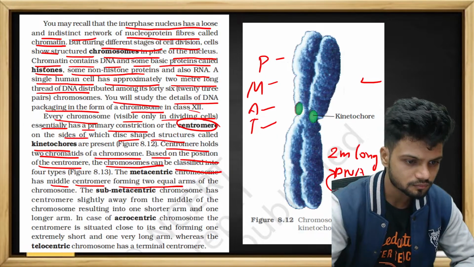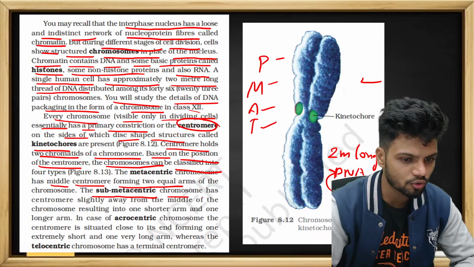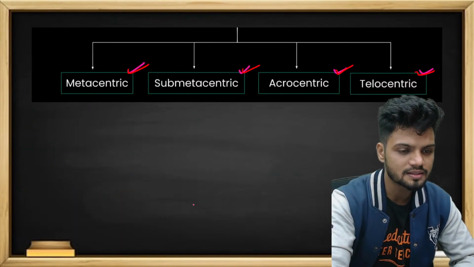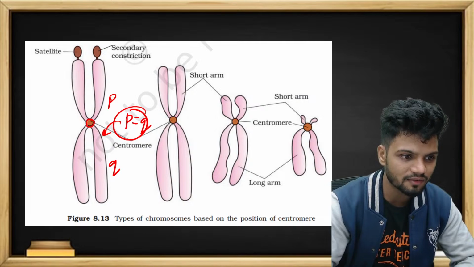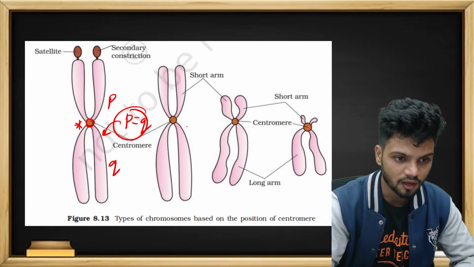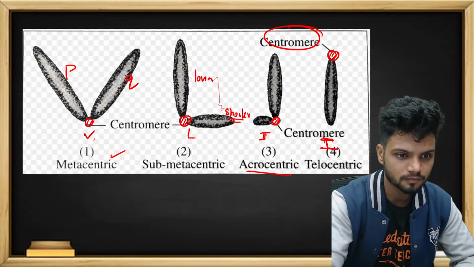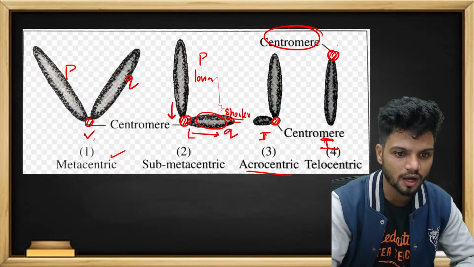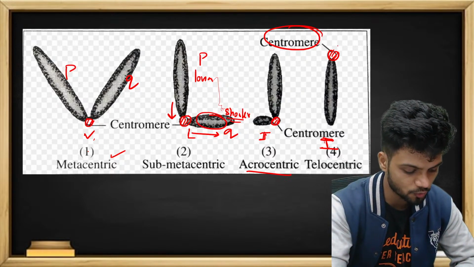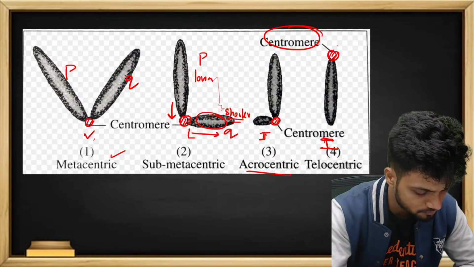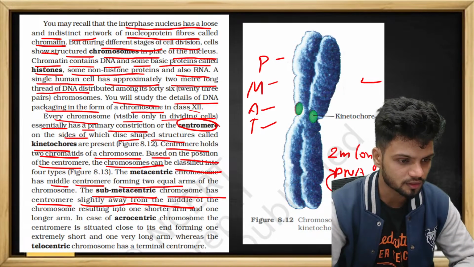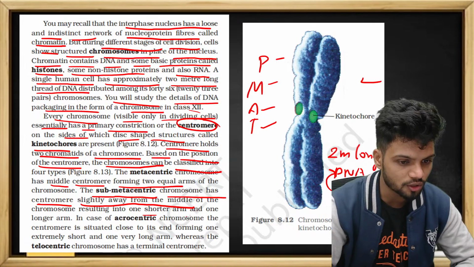Now, the submetacentric chromosome has the centromere slightly away from the middle. Can you see? In submetacentric, it is slightly away now. Here it was in the center, dead center. Now it is a little away from the center. This one is shorter, this one is longer. P arm is longer, Q arm is a little shorter here. That is submetacentric, resulting in one shorter and one longer arm.